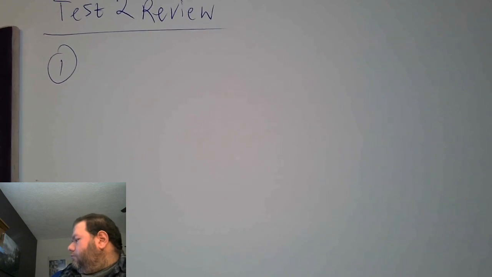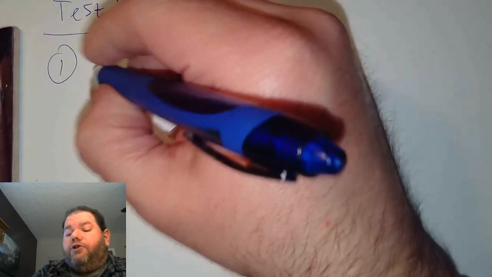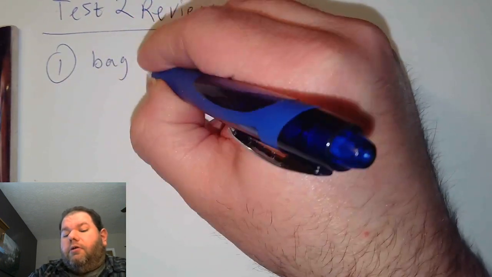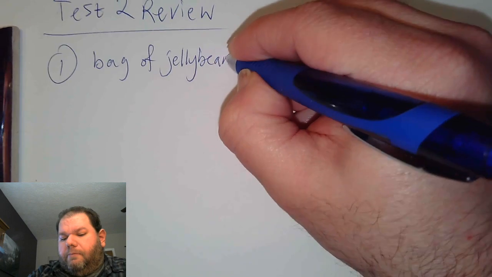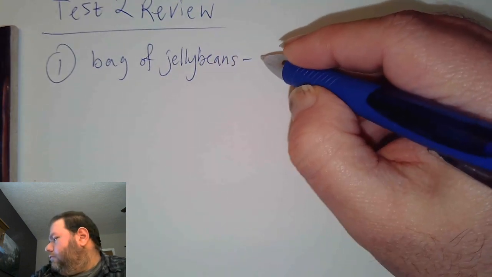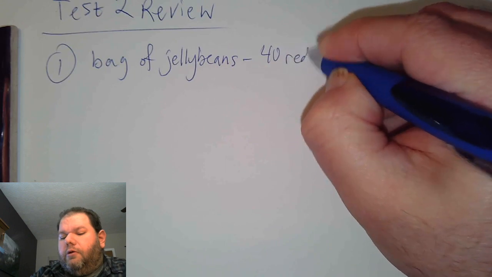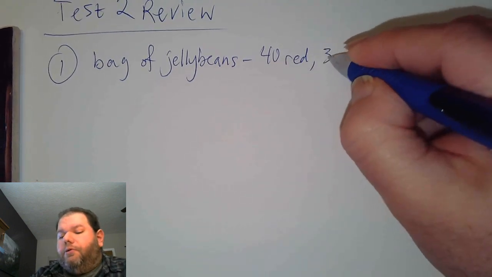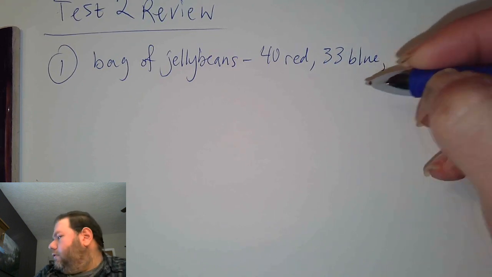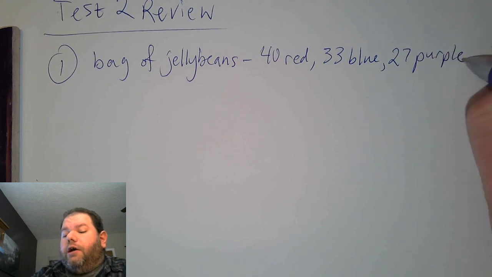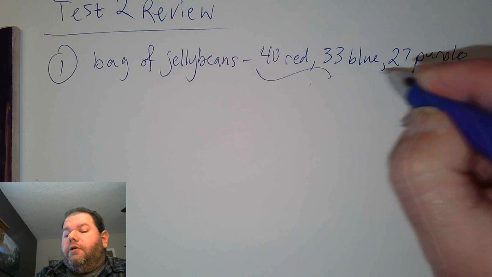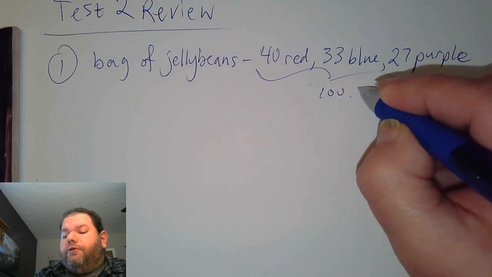All right. So problem 1. We have a small bag of jelly beans. We have 40 red jelly beans, 33 blue jelly beans, and 27 purple. Which, if we add those together, means we have 100 total.